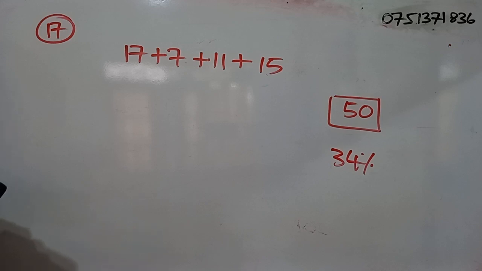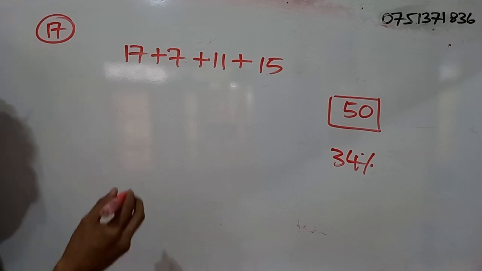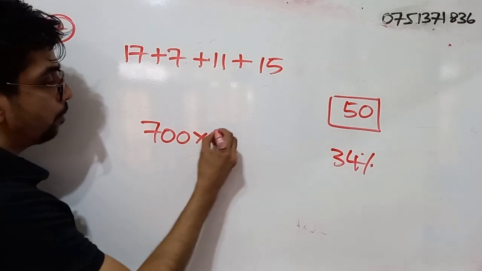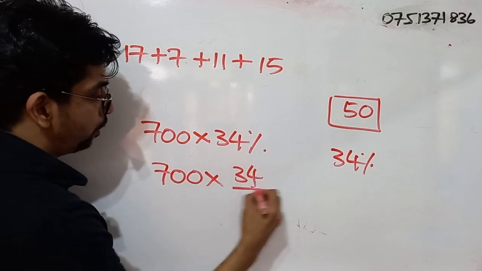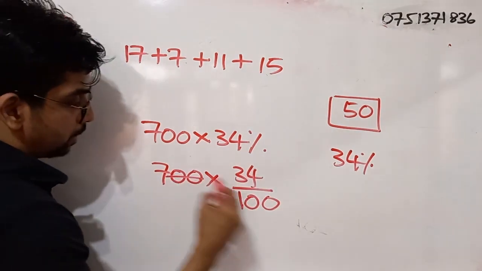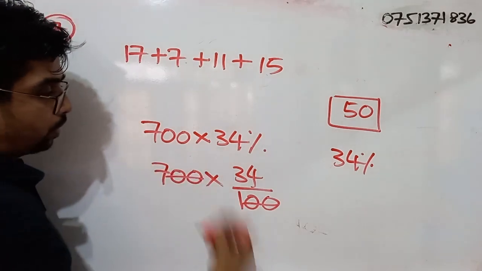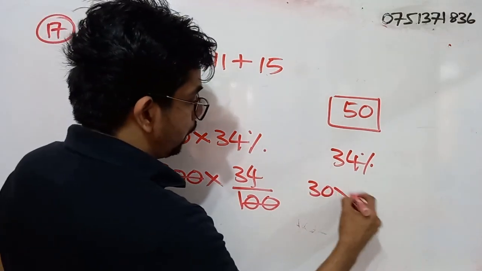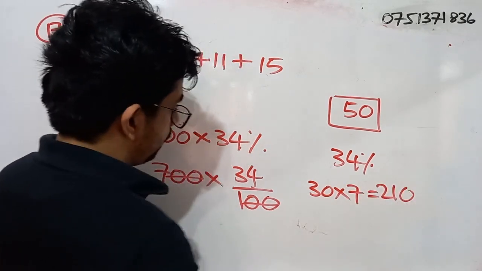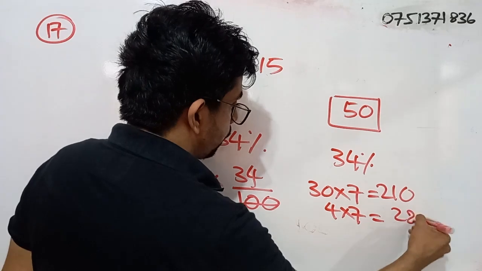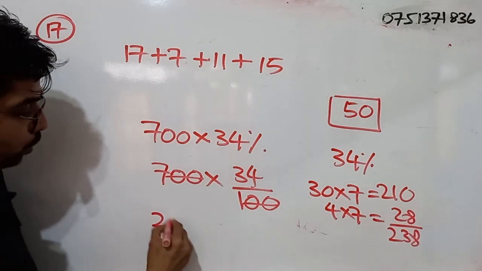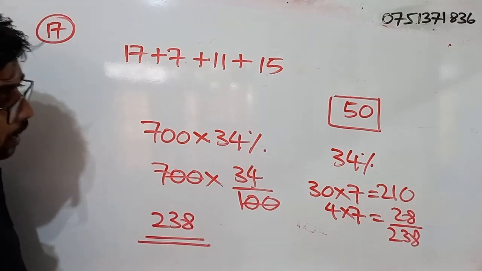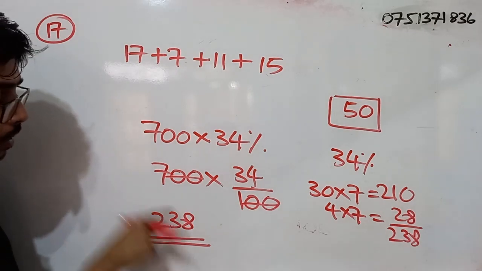So in the question it says there are 700 people in the fitness club. Work out how many sports bags Shan should order. So what do we have to do? 700, simply we have to multiply that by 34%. 700 into 34 divided by 100. So I can cancel out these two zeros. 7 into 34, so 30 into 7 is 210. 4 into 7 is 28. When we add these together, we get 238. So Shan needs to buy 238 sports bags.